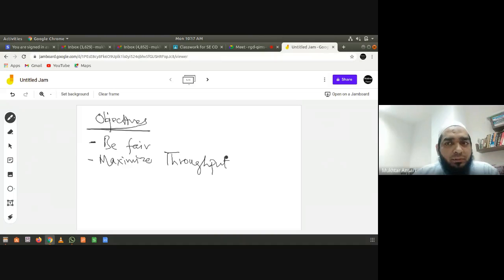What is throughput? Throughput, actually in networks, is the maximum work done per unit time. Very good, very good. So this is a very general one.